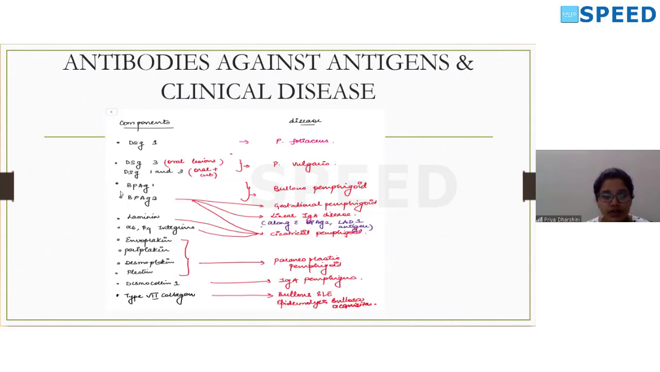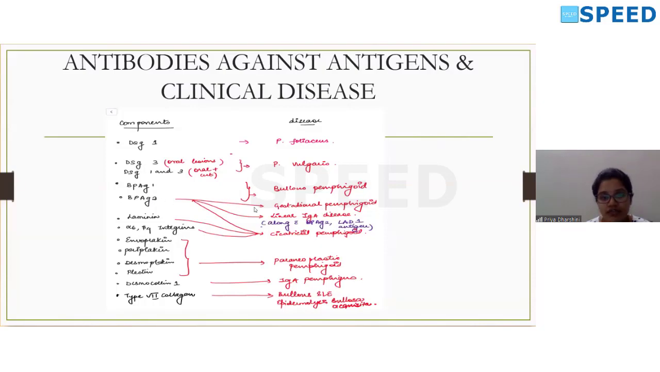So next is antibodies to the basement membrane proteins causes certain diseases. So antibodies to BPAG1 and 2, BPAG1 is also called as BP230 and BPAG2 is also called as BP180. It is associated with causation of bullous pemphigoid, and the other name of BPAG2 is type 17 collagen. So this type 17 collagen not only causes bullous pemphigoid, apart from that it is also associated with the causation of other certain conditions which we will see now.